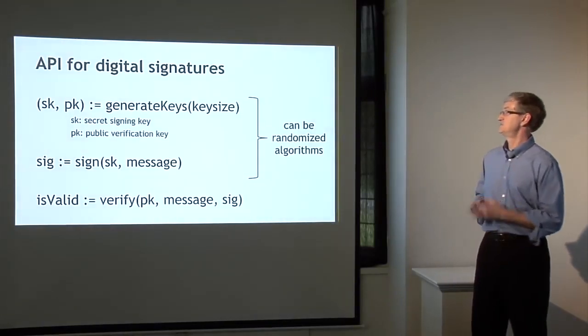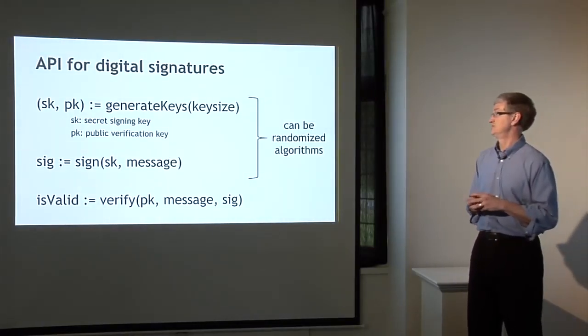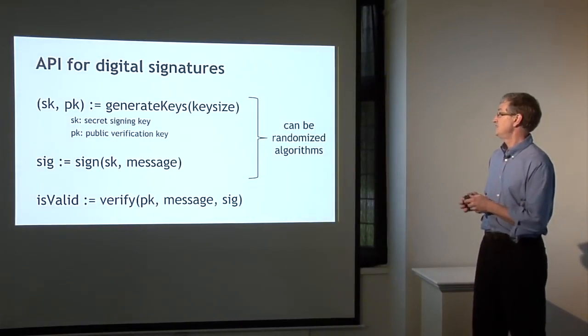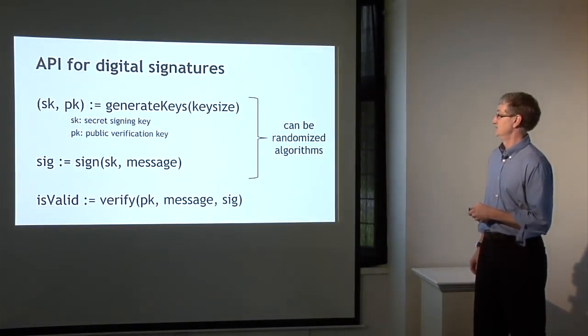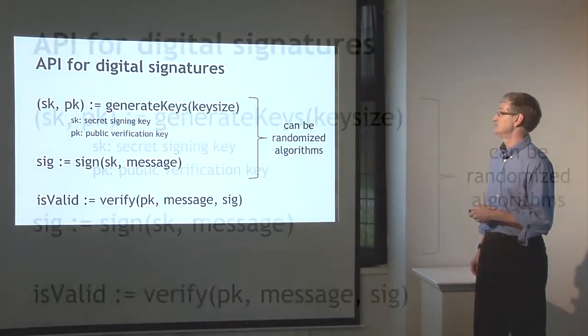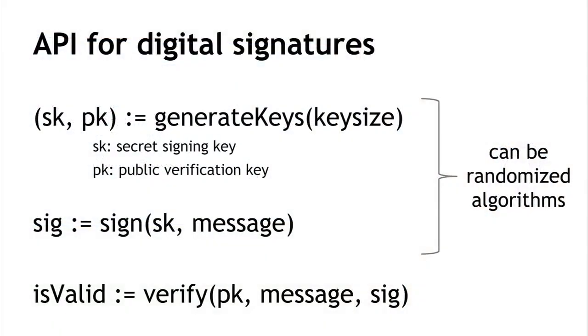So let's get into the nuts and bolts. Here's an API for digital signatures. There are three operations that we need to be able to do. The first is that in the beginning we need to be able to generate keys. So we have a generate keys operation, and we tell it a key size: how big in bits should the keys be? And this produces two keys, SK and PK. SK is a secret signing key. This is information you keep secret that you use for making your signature. And PK is a public verification key that you're going to give to everybody and that anybody can use to verify your signature when they see it.